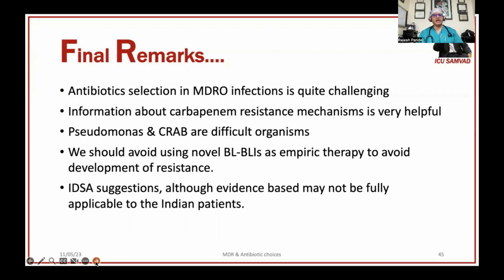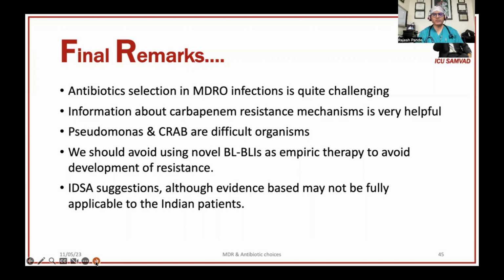And my final remarks are antibiotic selection in MDRO infection is quite challenging. Information about carbapenem resistance mechanisms is very helpful. So we now have Carba-R, which is available, which tells us about IMP, VIM, OXA48, and NDM, etc. And CTX-M and SHV. So this must be done to fine-tune our antibiotic therapy.